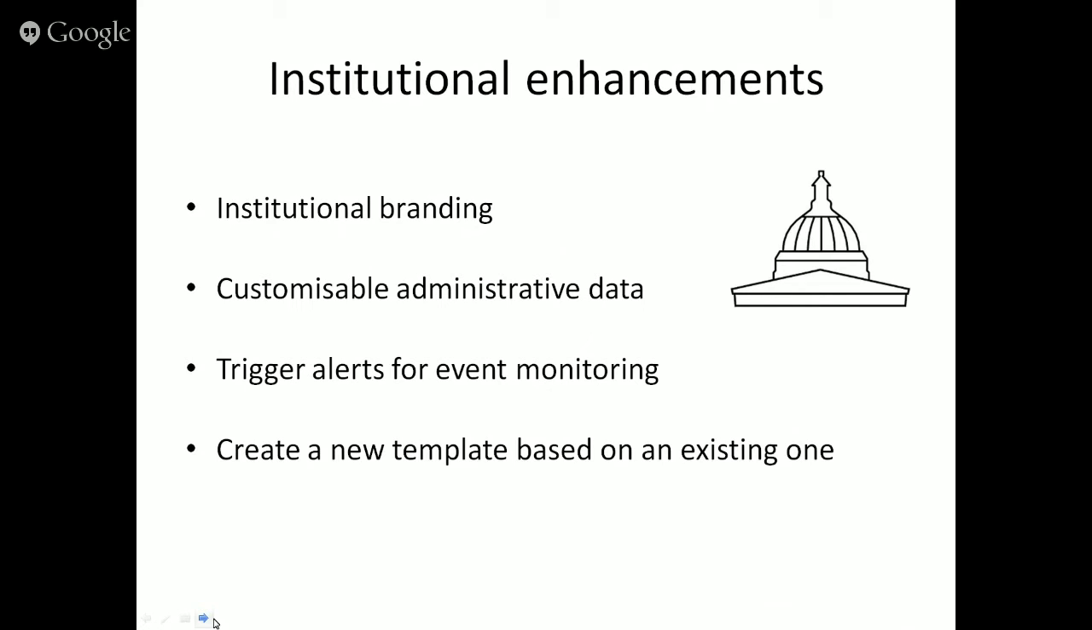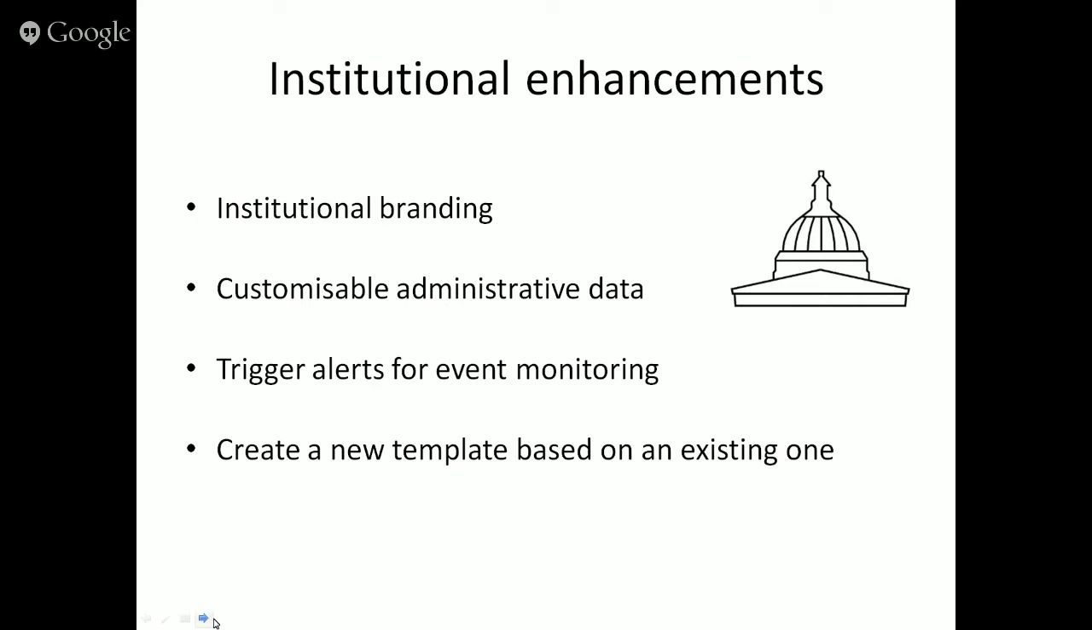There have been a number of requests for institutional enhancements. This goes all the way from very basic branding, the ability to add a logo, add links to core institutional services, like if you've got a help desk, to things like being able to customize the administrative data that's being captured in DMPonline. We have a section for plan details, and at the moment that's a core set of fields that's defined within the tool. We want that to be customizable by institutions so that you can tie that together with the administrative information you're collecting in other systems and link those.